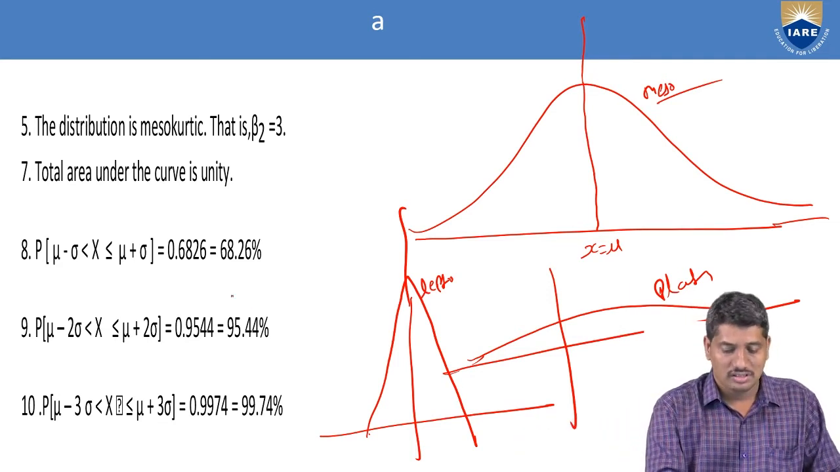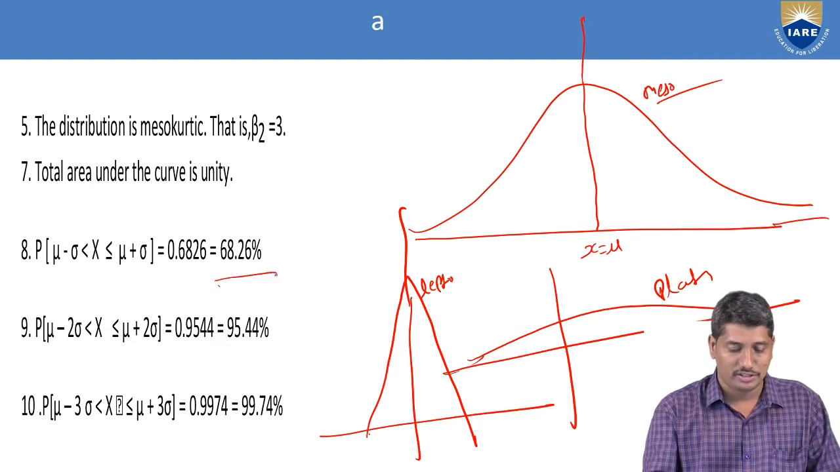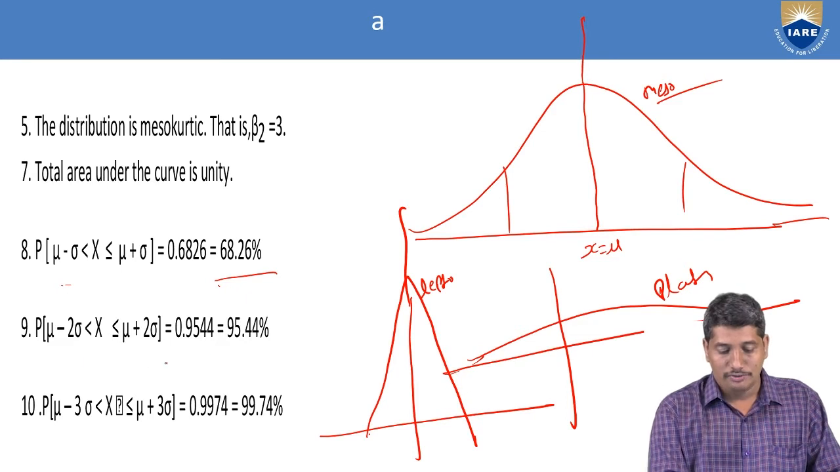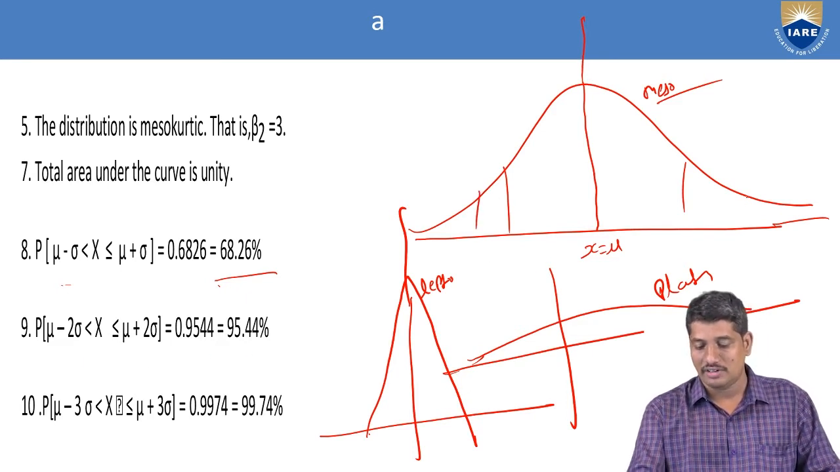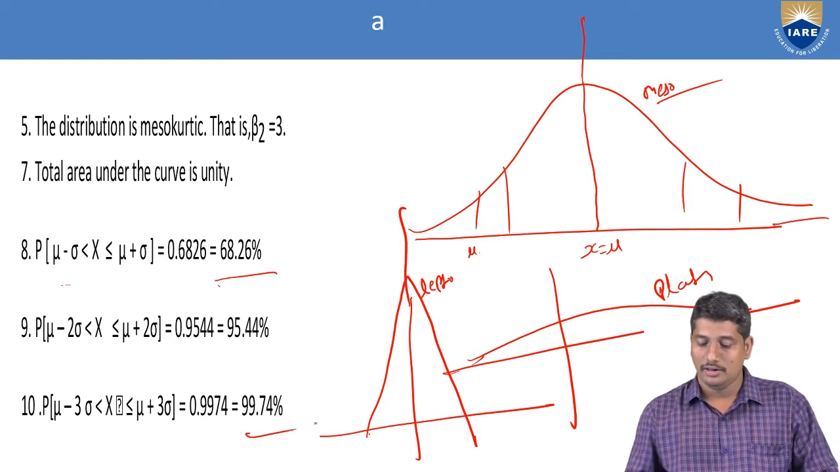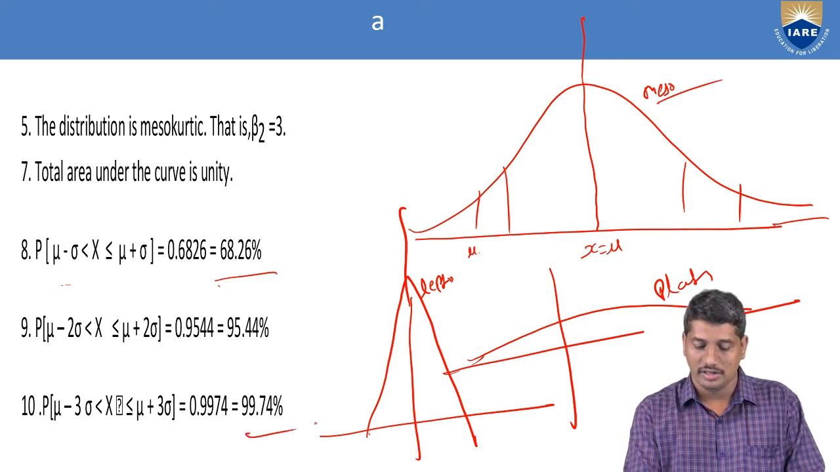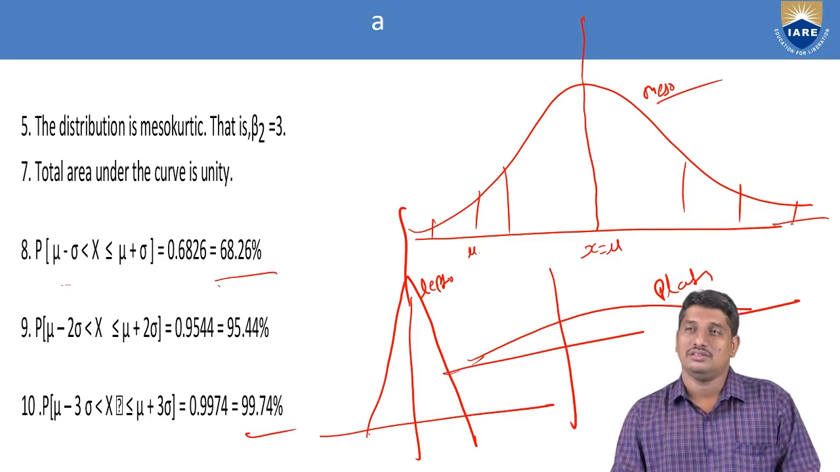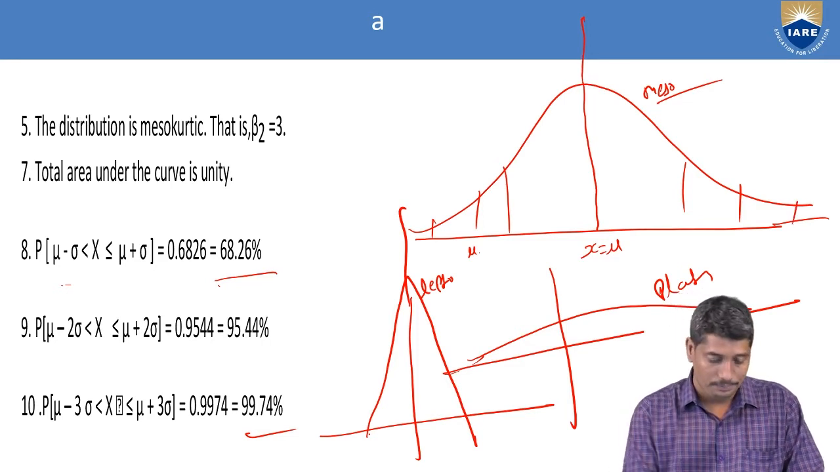And I already told you, 68% of the area will lie between mu minus sigma to mu plus sigma, and 95% of the area will be covered under the limits mu minus 2 sigma to mu plus 2 sigma, and almost 100% of the area will be covered from mu minus 3 sigma to mu plus 3 sigma.